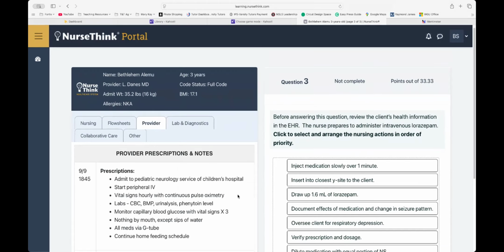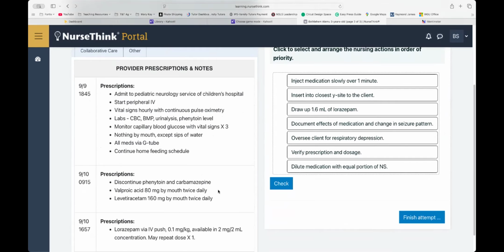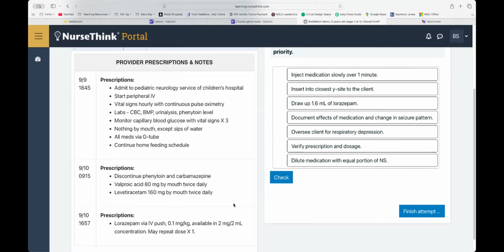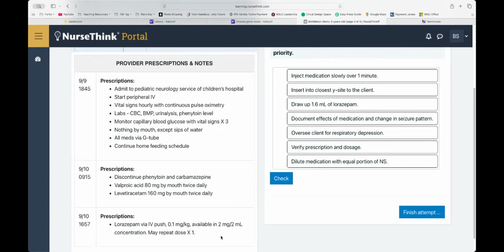So we are going to switch his medications around. We're going to get rid of that phenytoin because our body isn't metabolizing it well and it's not controlling our seizures. So we're going to get rid of that and the carbamazepine. We're going to switch him to valproic acid and Keppra. So we're going to use those instead. And we keep that IV lorazepam ready while he's in the hospital in case he would go into status.